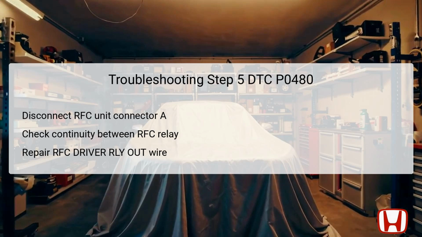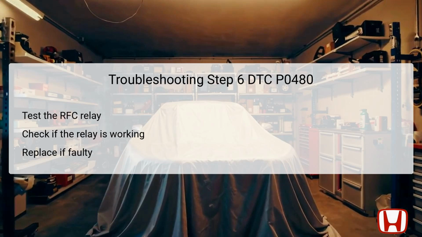If continuity exists, it indicates that there is a fault in the wire that must be repaired. If there isn't continuity, that points to no issues in this wire section, and the troubleshooting process continues. For Step 6, testing the RFC relay is essential, as the relay is a critical component in controlling the fan operation. This test checks whether the RFC relay is functioning correctly.